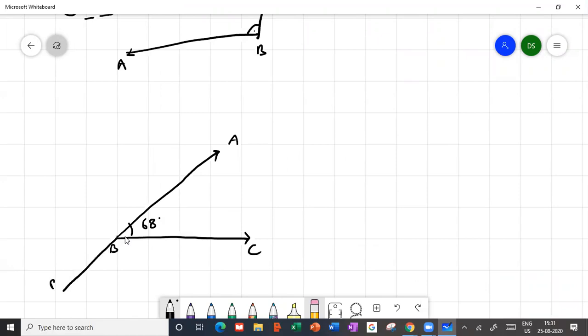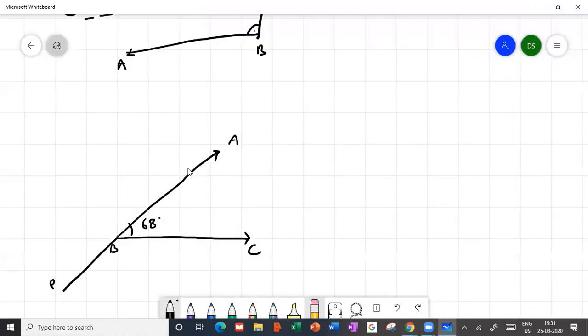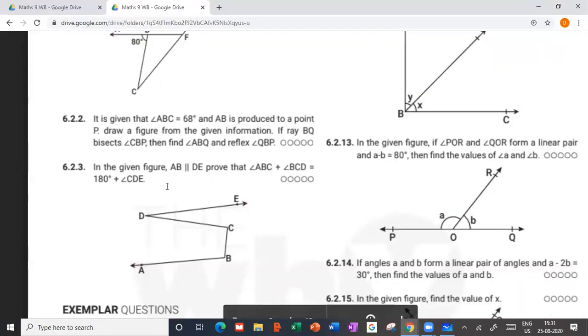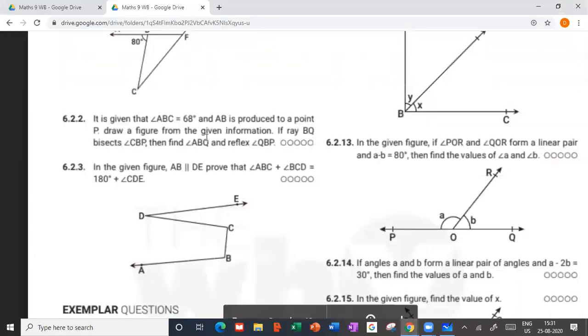Okay, this is P. If ray BQ bisects, okay, there's Q also now. Ray BQ bisects angle CBP. So which is CBP? This is CBP. And then there is a ray Q which is bisecting this angle. So it will be like midpoint, correct? So then this is equal to this, correct?